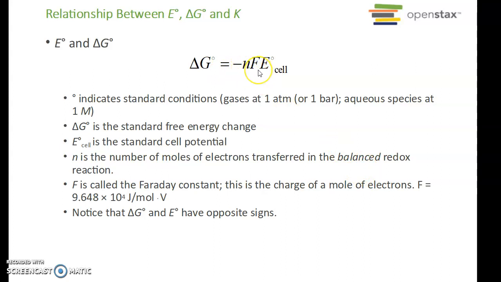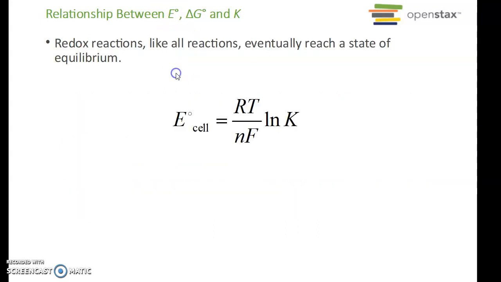And F is called the Faraday constant. It's 9.648 times 10 to the 4th joules per mole per volt. Okay, and the key thing is noticing that this and the energy have opposite signs, right? So when this is negative, this is positive. When this is positive, this is negative. Okay? And that relates to whether something is spontaneous or non-spontaneous in terms of those 2 variables.